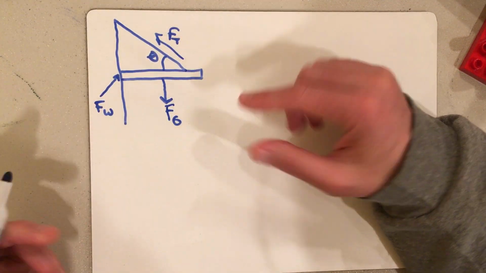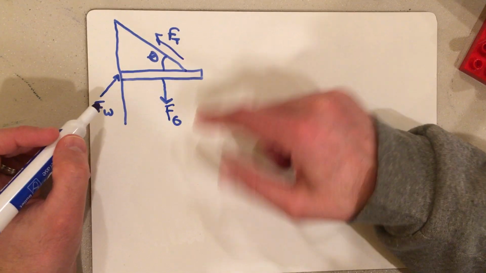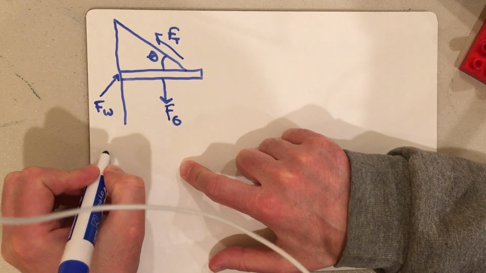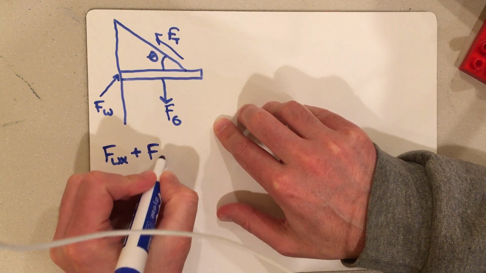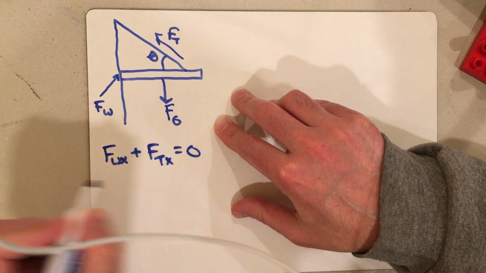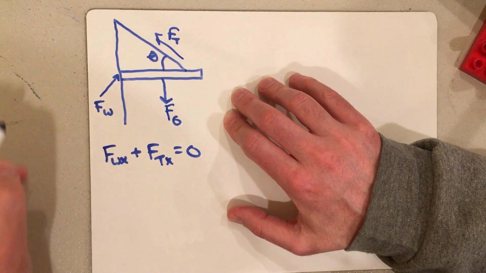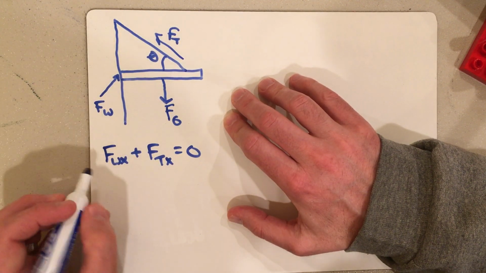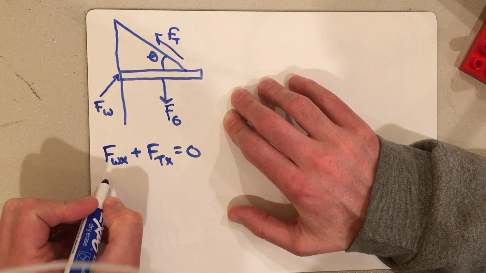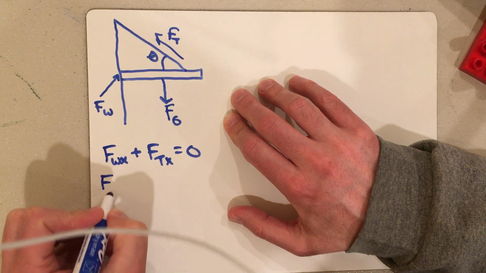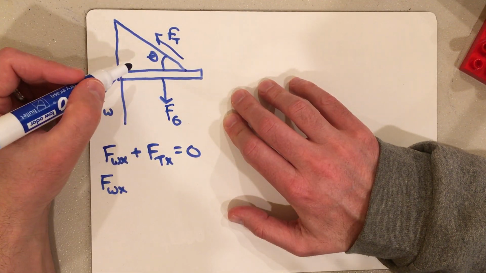So let's set up Newton's second law. We'll start with the x direction. We've got two forces that have an x component. We've got Fwx plus Ftx. That has to equal 0. Now this Fwx, I don't know anything about it right now. So I'm just going to keep it as Fwx. But tension, I can clearly get the x component of tension.